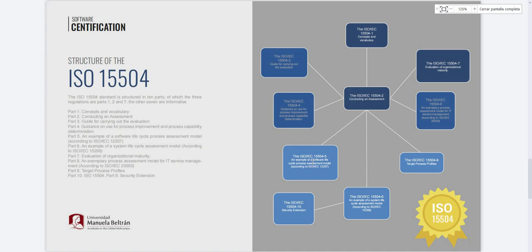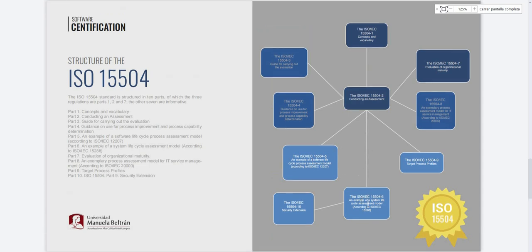Part number 5, an example of a software lifecycle process assessment model according to ISO/IEC 12207. An example of a process evaluation model, it provides an overview of process evaluation concepts and their use in the context of process improvement and process capability determination.